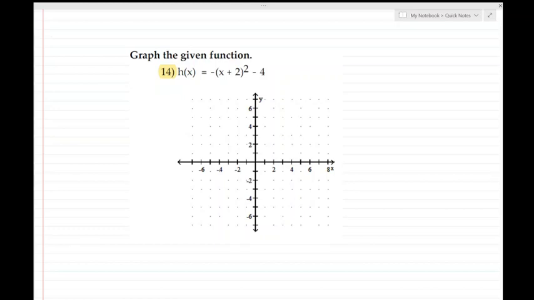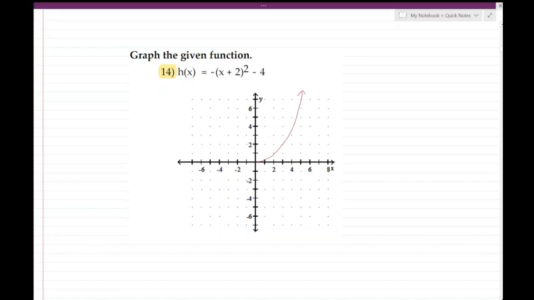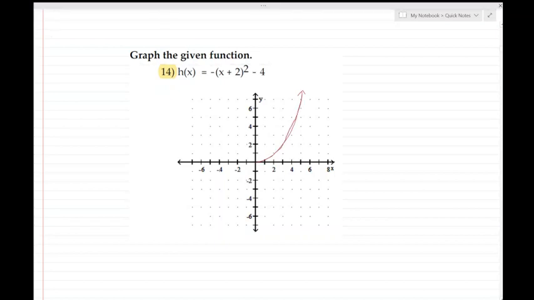Then we want to graph the given function. Notice that it has a power 2, so it will be a parabola. If we draw just the parent graph or the common graph, we see that we have something like this, right? That's the parent graph.